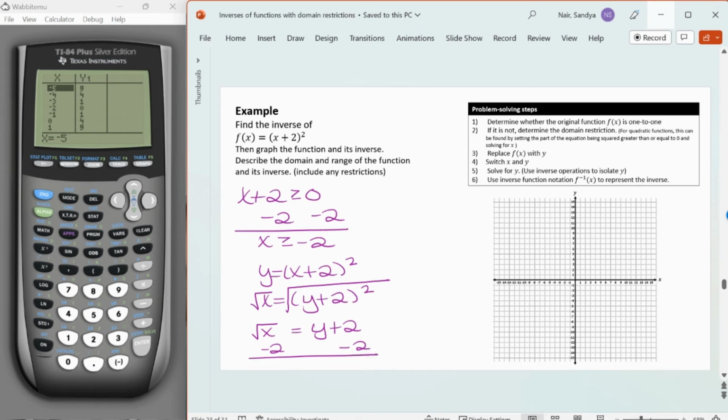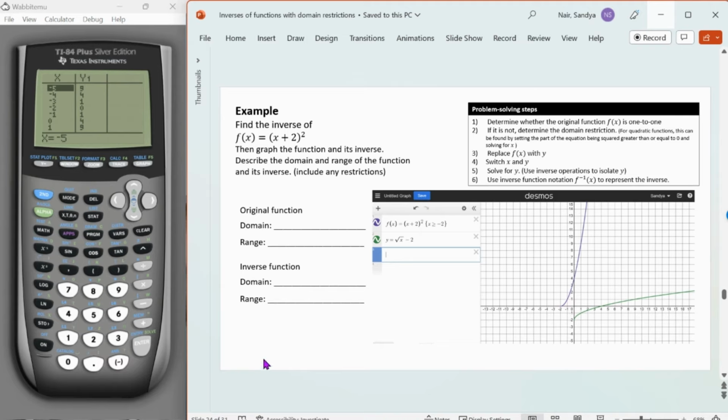Because I took the square root and then I subtracted 2. So this is going to become the square root of x minus 2 equals y. So now I'm going to graph this function and this inverse and see if the inverse is a function. So when I do this, you can see that my inverse does pass the vertical line test and it is a function. Okay, so now let's describe the domain and range.